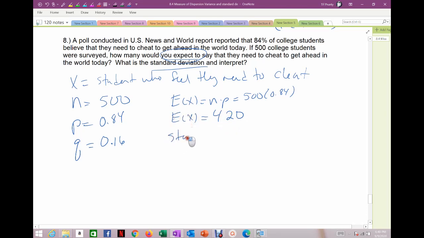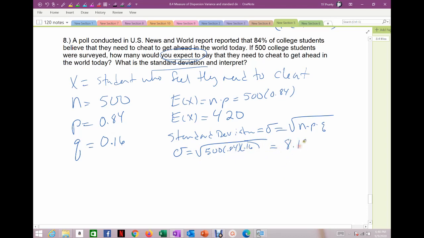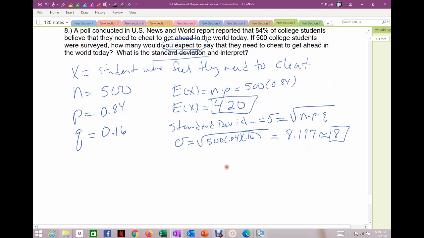The standard deviation, which is the square root of n times p times q, and so our 500 times the 0.84 times the 0.16, which that comes out, I'm just going to type it in all in one shot, 8.197, and so I'm just going to round to 8 students since I'm talking students, just to make it a little easier to interpret. Alright, now the interpret part.